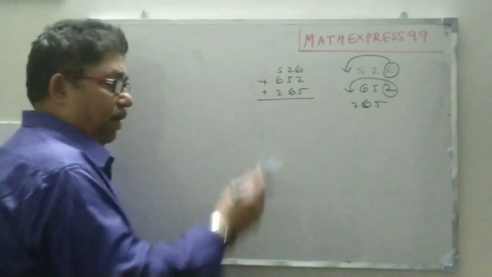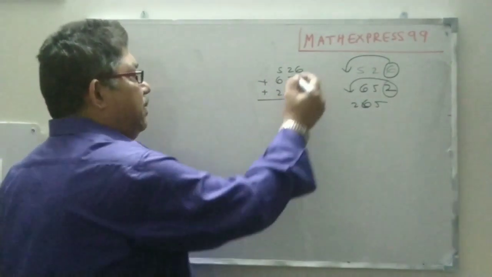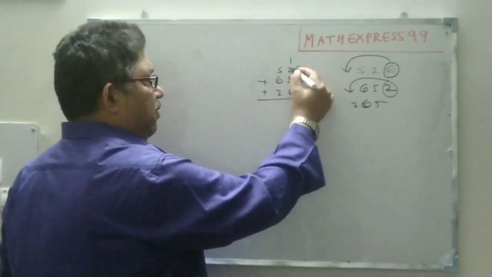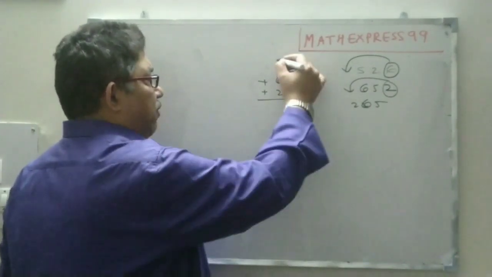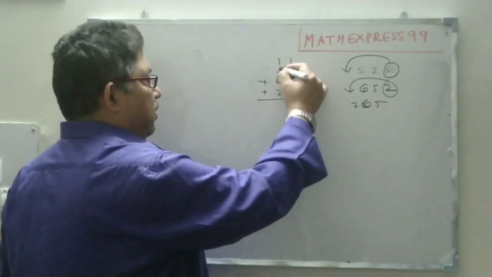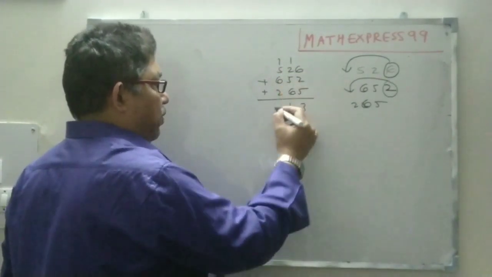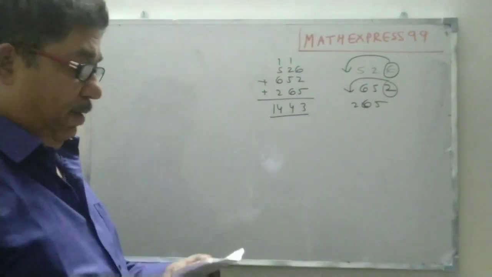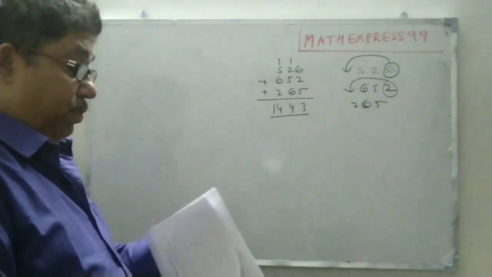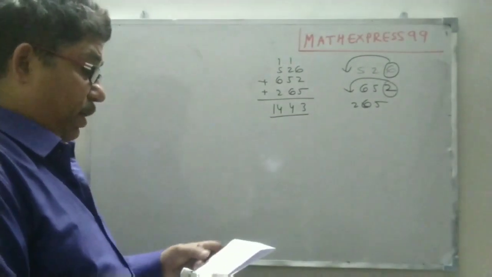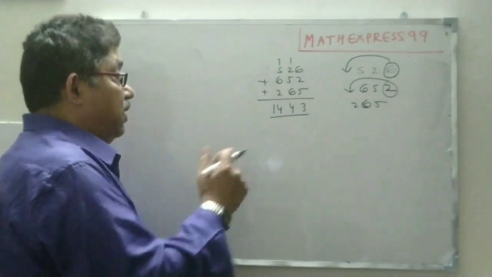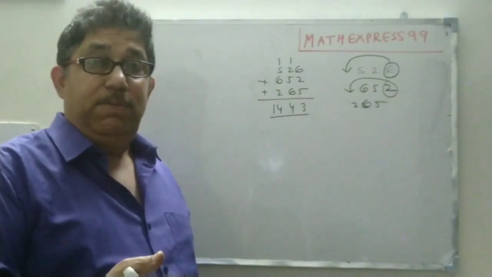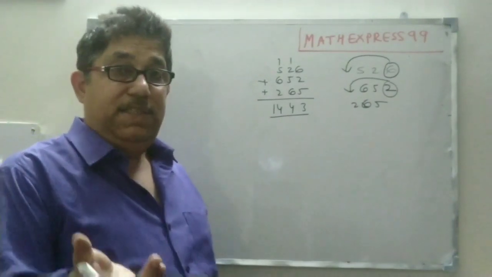Now let me add these numbers. 6 plus 2, 8 plus 5, 13. 6 and 5, 11 and 2, 13 and 1, 14. And 5 and 1, 6 and 6, 12 and 2, 14. I get the sum like this, 1443. Now this is the sum of the three numbers so obtained. Now there is a rule which says that the sum of these three numbers will be divisible by 37. Let me check out, is it so?